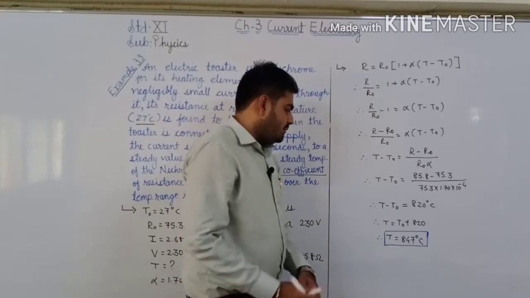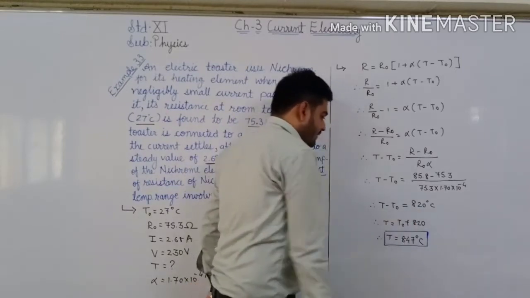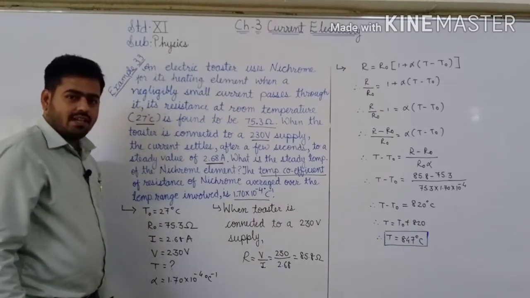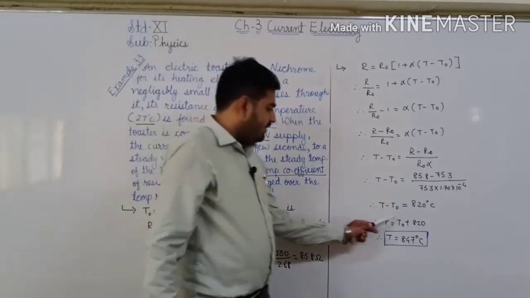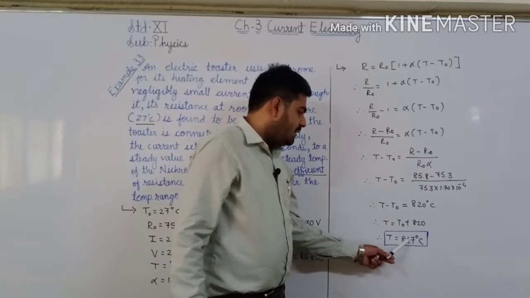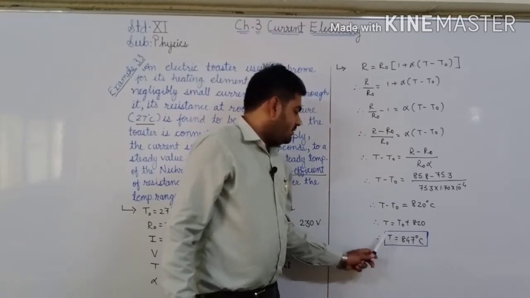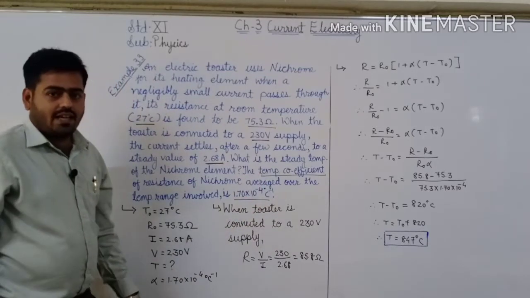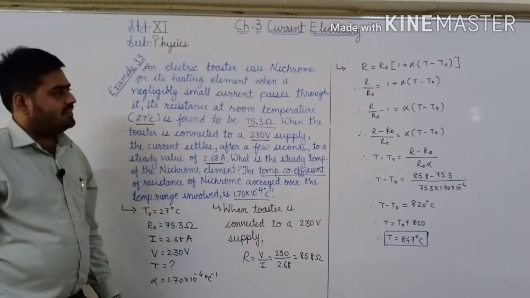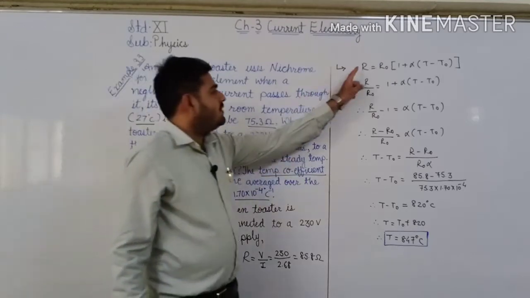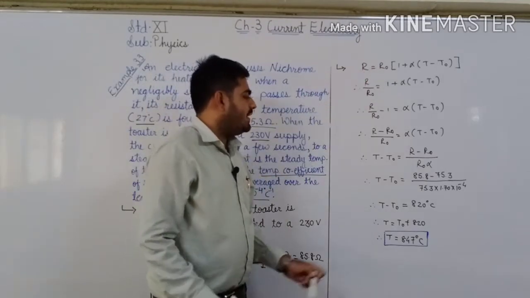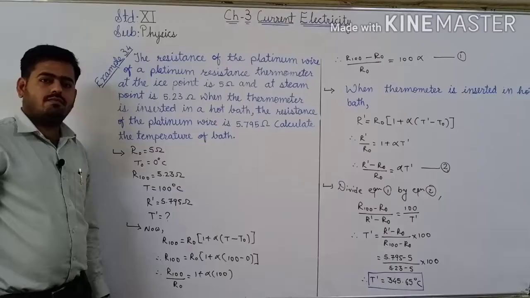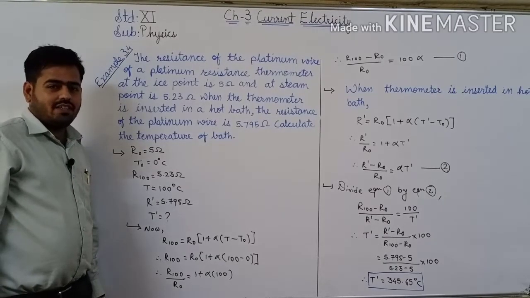Therefore T is equal to T naught plus 820. What is the value of T naught? That is 27 degree Celsius, the reference temperature. 27 plus 820 is 847 degree Celsius. So the steady value of temperature is 847 degree Celsius. Using this formula, R is equal to R naught 1 plus alpha T minus T naught, we can easily find the steady value of temperature. Let us solve one more example.